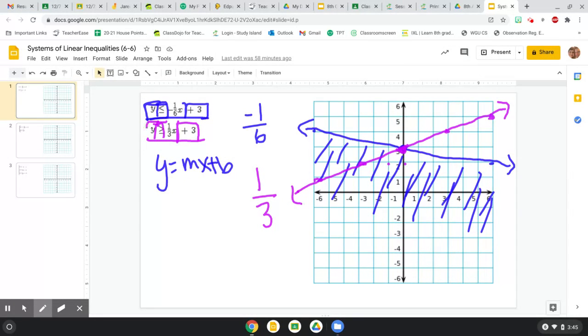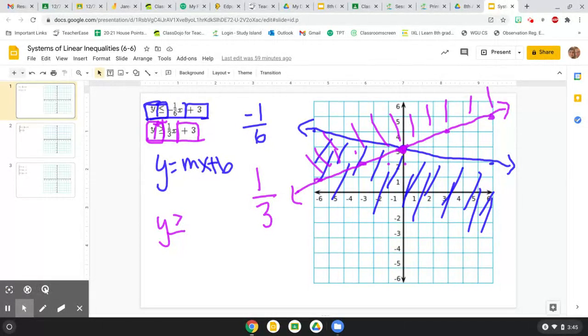I need to decide where this one's going to be shaded. So this is y is greater than or equal to that purple line. From my y-axis, I need all of the y values greater than, so that's going to be above this line. Okay, so I'm going to go above this. All right, so notice there is a section here where they overlap. That is going to be your solution set for this system of linear inequalities.